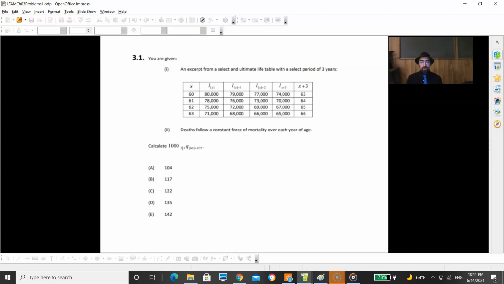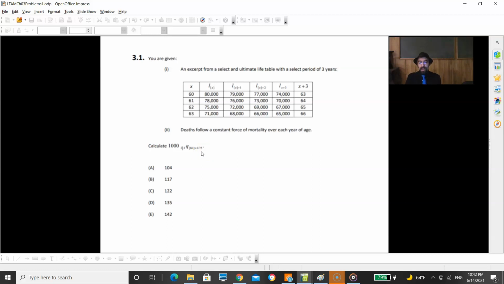Deaths follow a constant force of mortality over each year of age. Calculate 1,000 times 3Q selected at 60 plus 0.75 years later, deferred 2 years. When you're looking at this, first thing you should do is look at this Q probability and try to think about how old is the person right now, and over what time window are we asking about the person dying. Person is 60 3/4 years old. So we can say age 60.75.